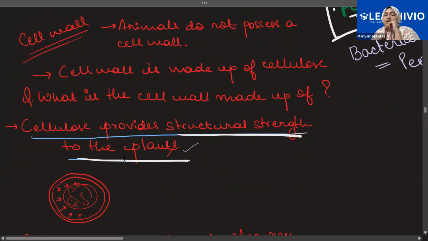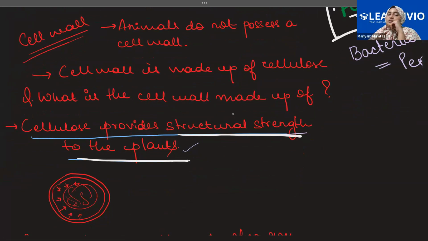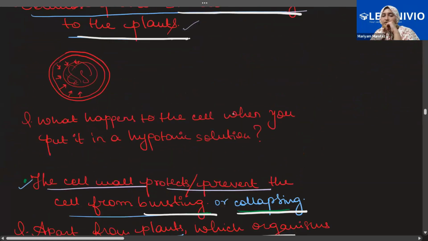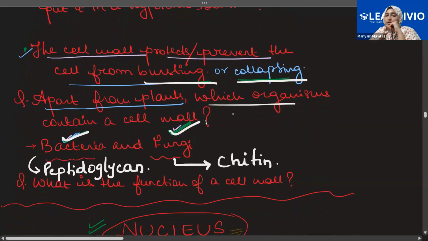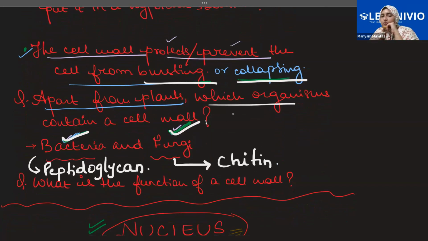Now, the cellulose present in the plant cell wall provides structural strength to the plants. Apart from that, the cell wall protects the cell, or you can say it prevents the cell from bursting or collapsing. Apart from plants, you know that bacteria have a cell wall, and fungi have a cell wall.